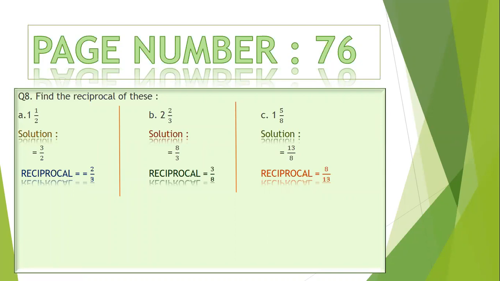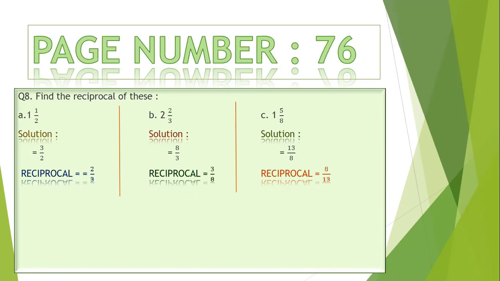One whole number, 1 over 2. Definitely, you know how we simplify this. We multiply 2 with 1 and we add the numerator 1 in it. It becomes 3 by 2. Now this is a simple fraction, and when we take the reciprocal, 3 by 2 will be converted into 2 by 3. Same the next part, 2 whole number, 2 over 3.